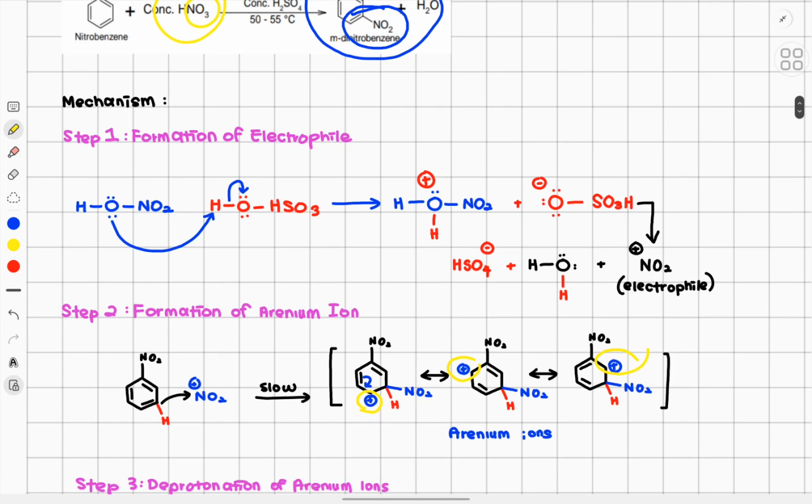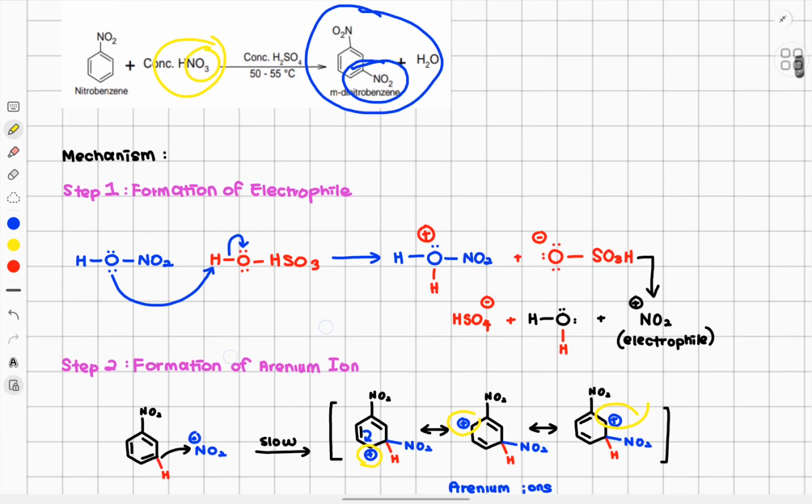So in the formation of the electrophile, we need to form the two different electronegativity of oxygen ions, which is from the concentrated HNO3 and the concentrated H2SO4. As the HNO3 is more acidic than the concentrated H2SO4, it will become the partially positive oxygen ion. Thus, the H2SO4 will become the partially negative oxygen ion and form the electrophile, which is NO2+, water, and HSO4-.